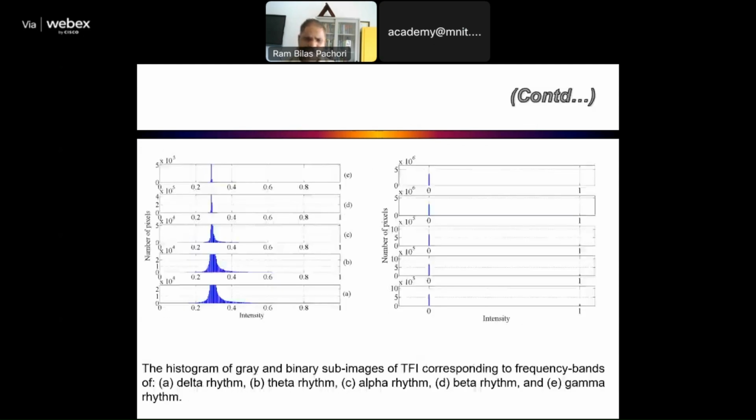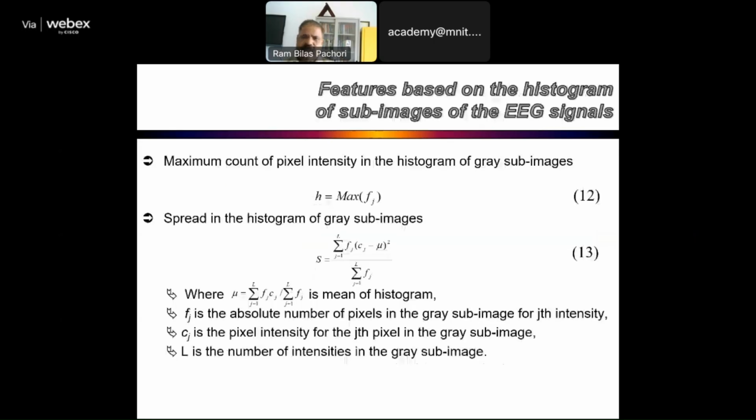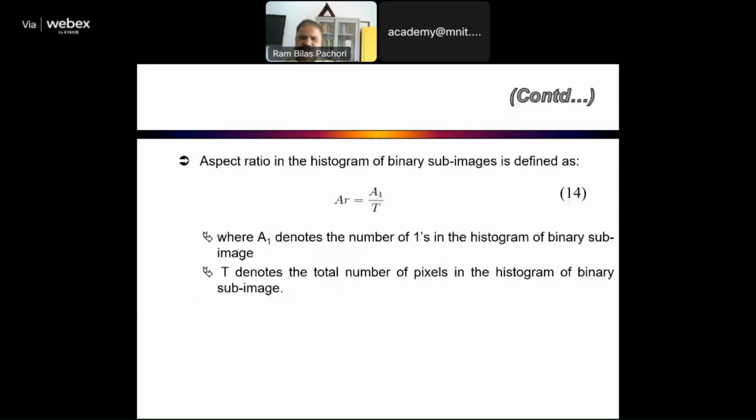Then we compute the histogram of these gray and binary sub images of the time frequency representation corresponding to the frequency bands: delta, theta, alpha, beta, gamma rhythms. And then these features: the maximum count of the pixel intensity histogram by equation 12, the spread in the histogram of this sub image by equation 13, and the aspect ratio in the histogram of the binary sub image defined by equation 14.